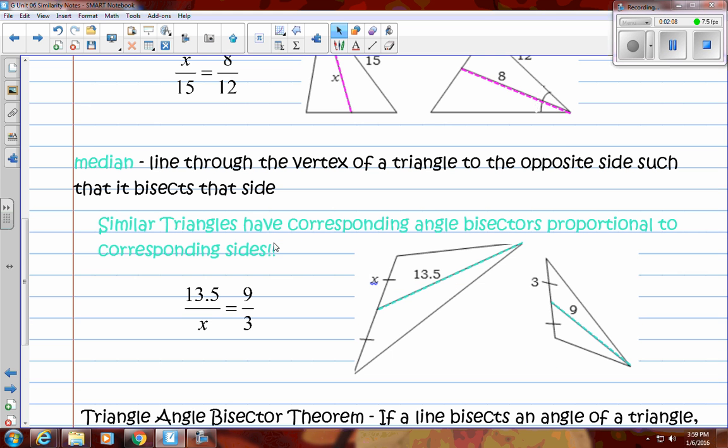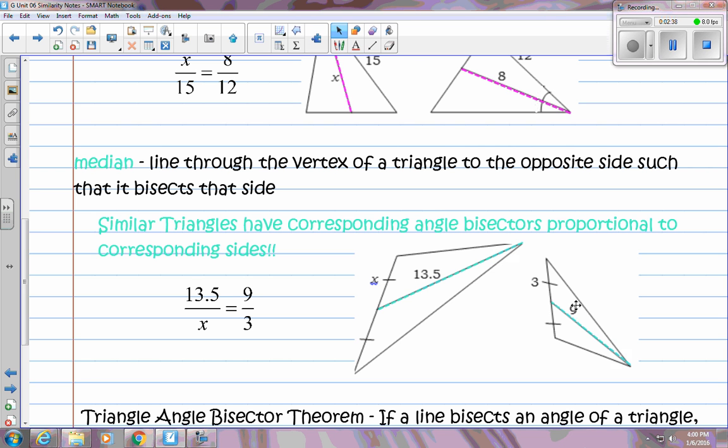Okay. A median is another special line segment that goes through the vertex of a triangle to the opposite side such that it bisects that opposite side. So you create two congruent halves of the opposite side of your triangle, and these are also corresponding and proportional in similar triangles. So once I have a median, I can create a proportion with that over the opposite side. Similarly, I can set up the ratio here of 9, which is the length of my median in the second triangle, over 3, the corresponding length in that triangle, cross multiply and solve.